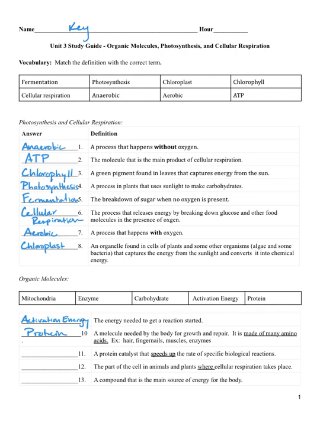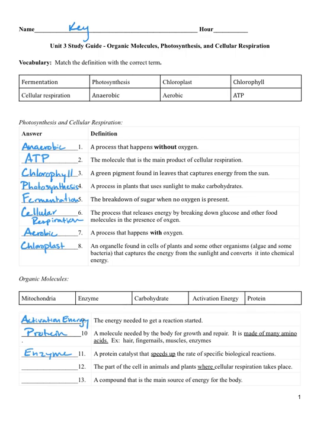Number 11 says a protein catalyst that speeds up the rate of specific biological reactions. So anytime you have a protein catalyst, that's called an enzyme. Remember, catalysts speed up chemical reactions. Enzymes specifically speed up biological reactions.